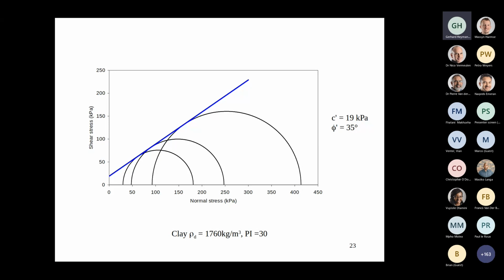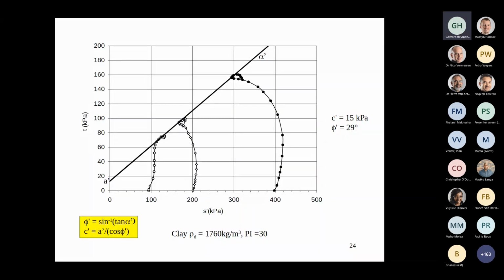From that, I calculated C dash phi dash, and just look at this friction angle. It's phi dash 35 degrees. Okay, this is not my preferred method for getting C dash phi dash. My preferred method is to plot the stress paths and then draw a line which represents the failure envelope. Let me show you the same data, stress paths plotted, and this line drawn through what I would argue would be the failure states.